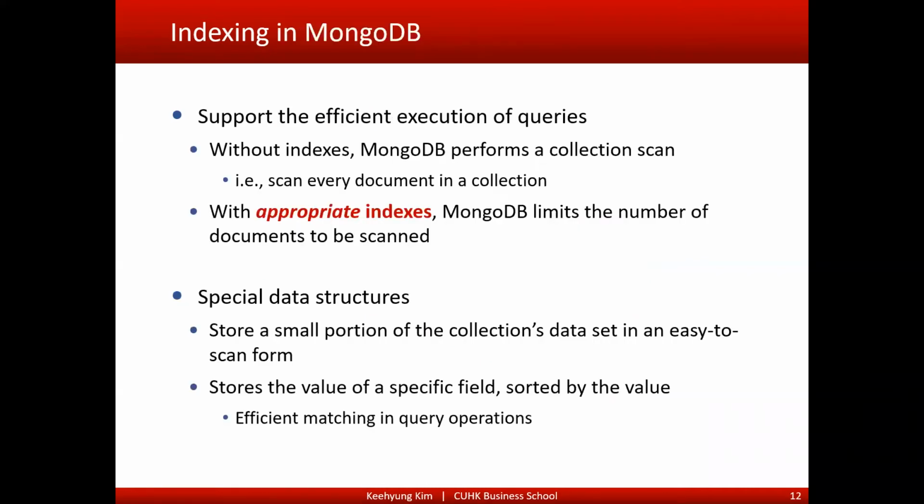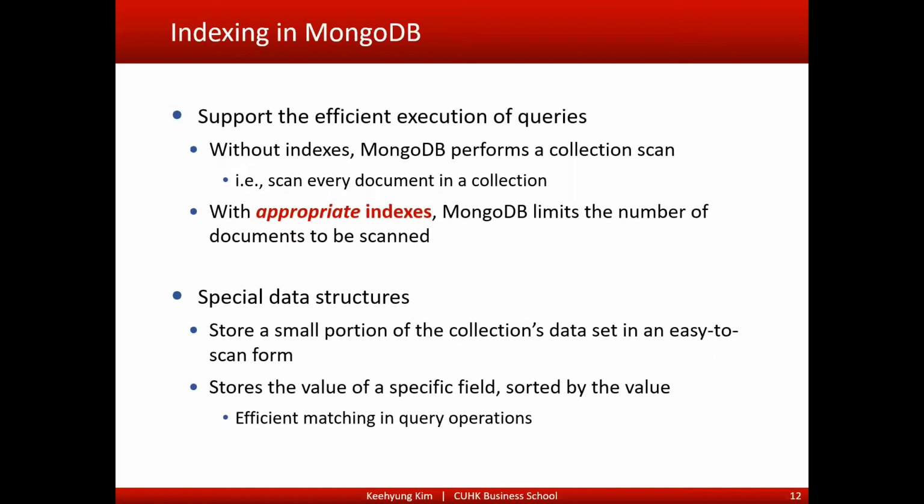MongoDB also provides this indexing, so it supports the efficient execution of queries. If you don't have an index on your collection inside MongoDB, MongoDB will perform a collection scan. It means that when you run a query on a collection, and the collection doesn't have any index, the query will scan all the documents inside the collection to give you a result. That's usually what happens. We call that a collection scan because MongoDB has to scan every document inside the collection.